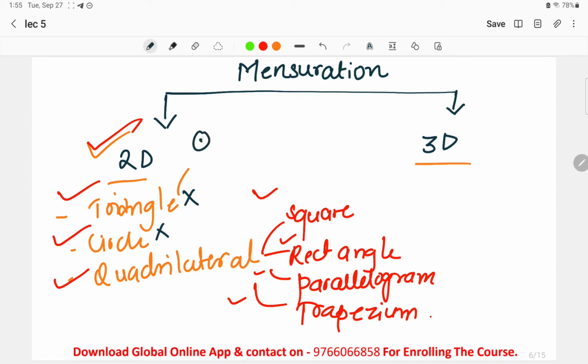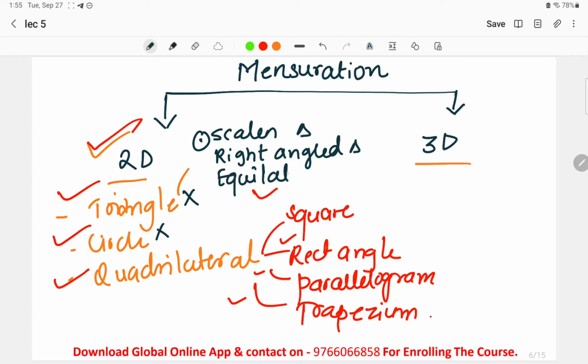In triangle, what we are discussing, scalene triangle, right angled triangle, different types of triangles. Okay, right angled triangle, nextly is equilateral triangle, next one is isosceles triangle. Okay, these are the different triangles. Basically triangle and circle is a topic from which question has never been asked.